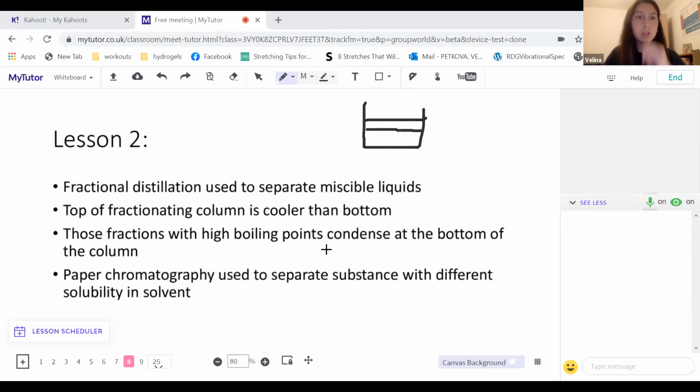Brilliant, okay. So how does it work? The top of the fractionating column was cooler than the bottom. The fractions with high boiling points condense at the bottom of the column where it's warmer, and those with lower boiling points go to the top and condense there. So we use paper chromatography to separate substances with different solubility in the solvent used.